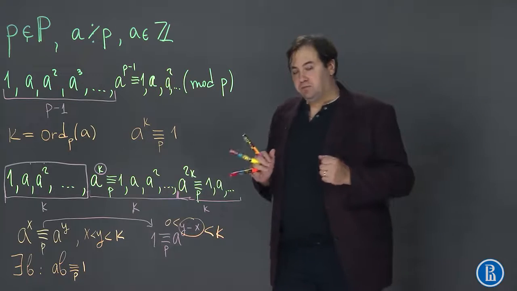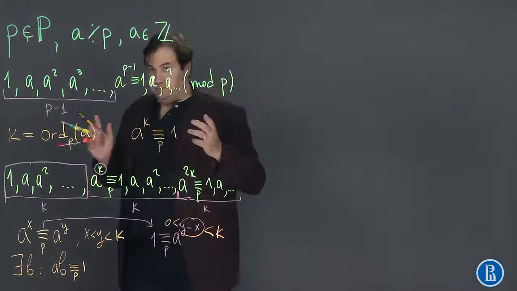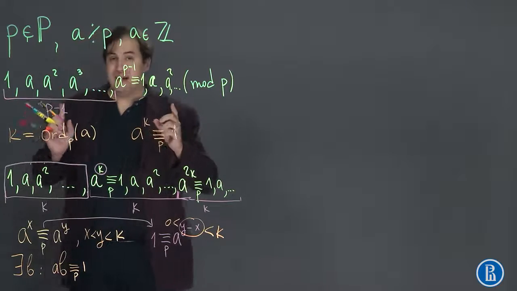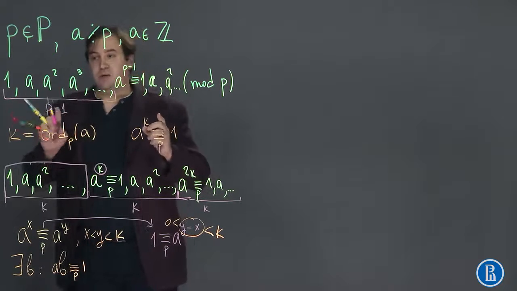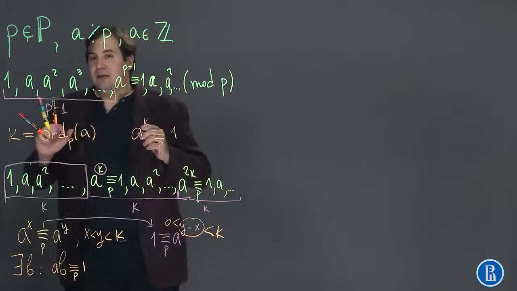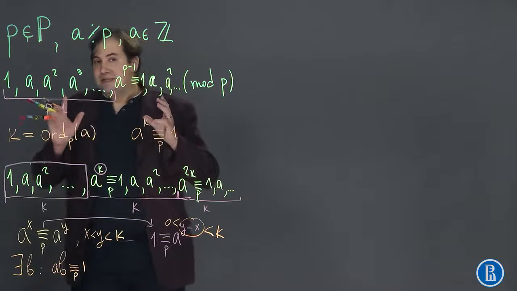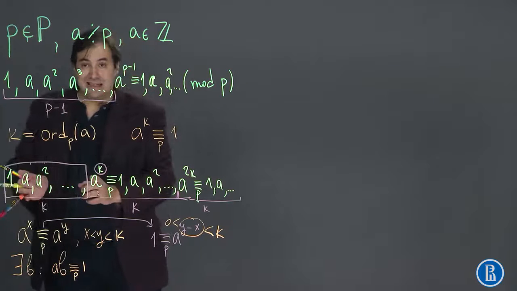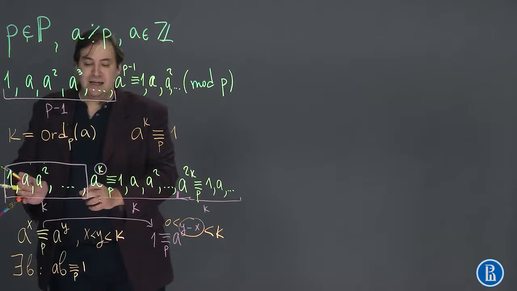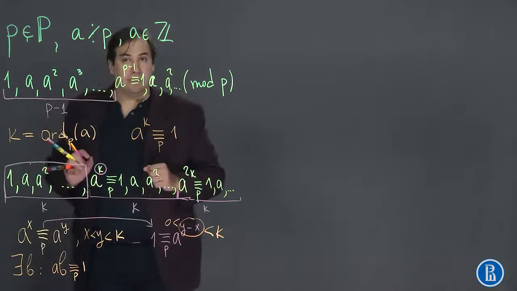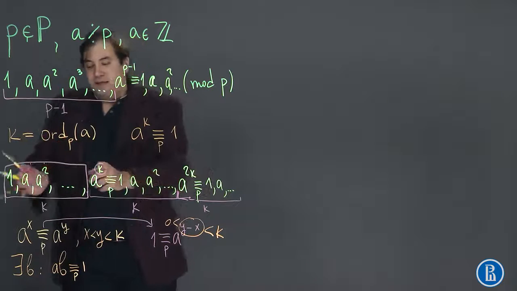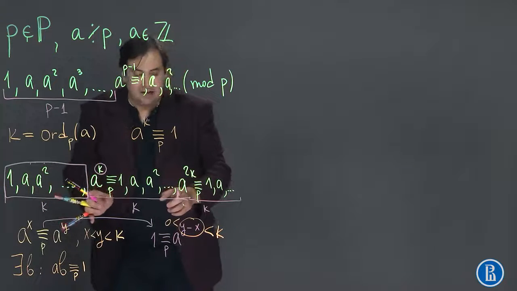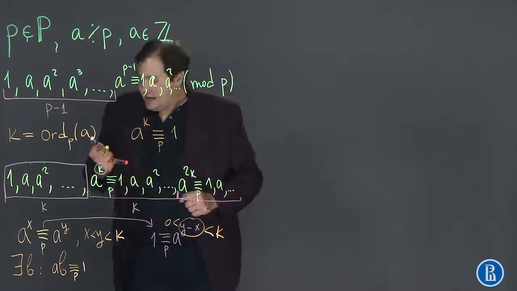In the previous video, we studied a geometric sequence generated by a non-zero remainder modulo p, which we denoted by a. And we realized that within this sequence, there exist exactly k pairwise distinct remainders, where k is equal to the order of a modulo p. And these k remainders repeat cyclically over and over again.